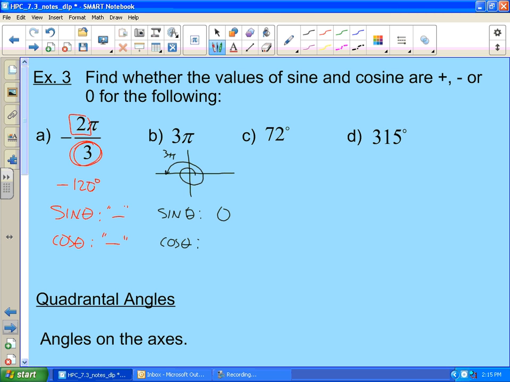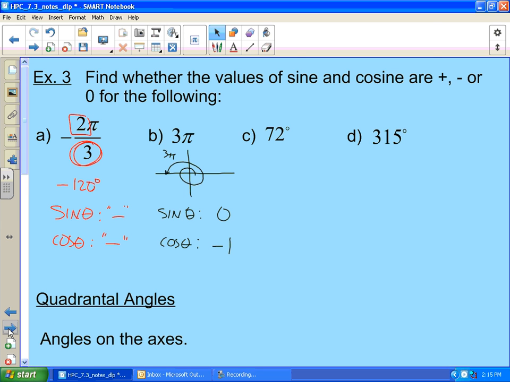Right? Now, think about x's. Cosine measures x. Y's disappeared. X is specifically which value right now? What is it over there? It's negative 1. Now, I didn't ask for the actual numbers, I just wanted plus or minus. But that would be your value for the sine and cosine of that. And then we just keep working our way around.